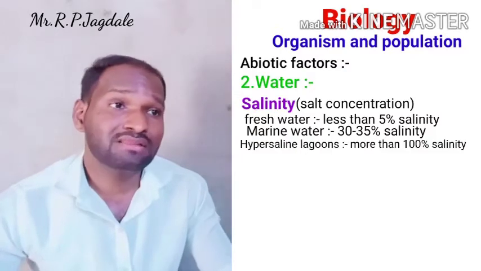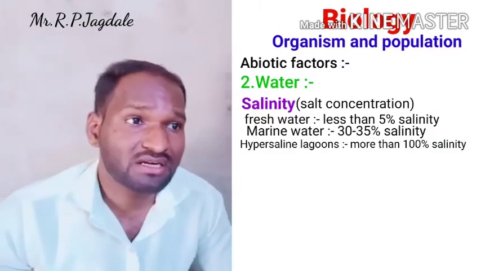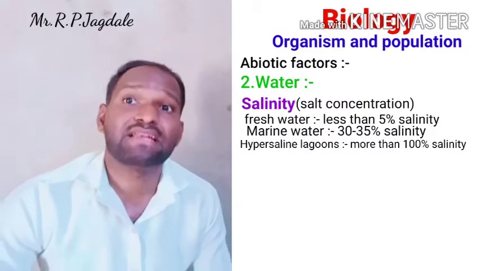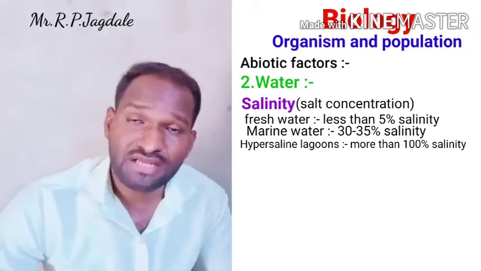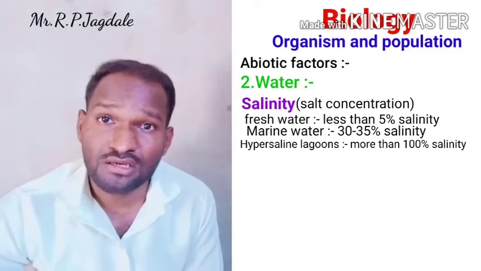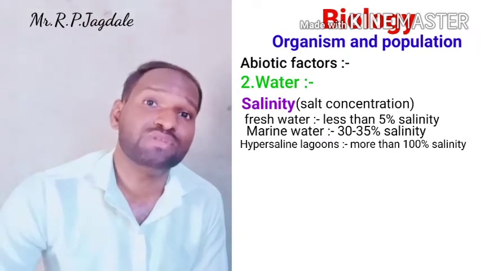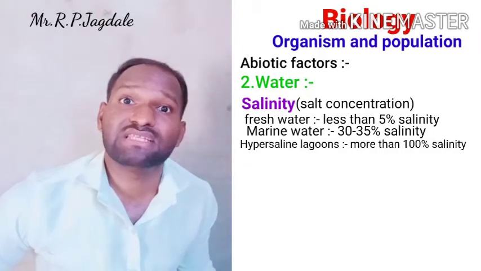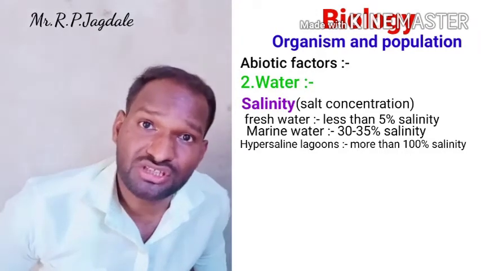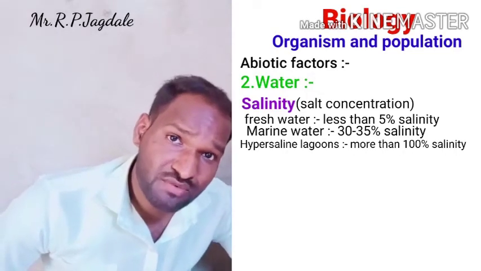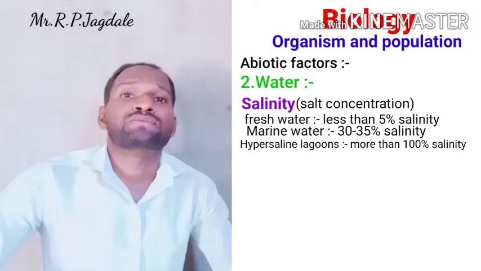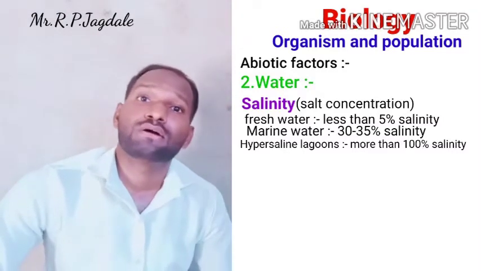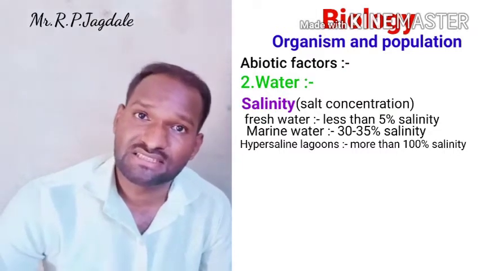Now there is a third compartment, the hypersaline lagoons. That is a different type, which has more than 100% salinity. In such conditions also there are some organisms that live. So in three conditions: in fresh water, less than 5%; in marine water, 30 to 35%; and in hypersaline lagoons, more than 100% salinity.